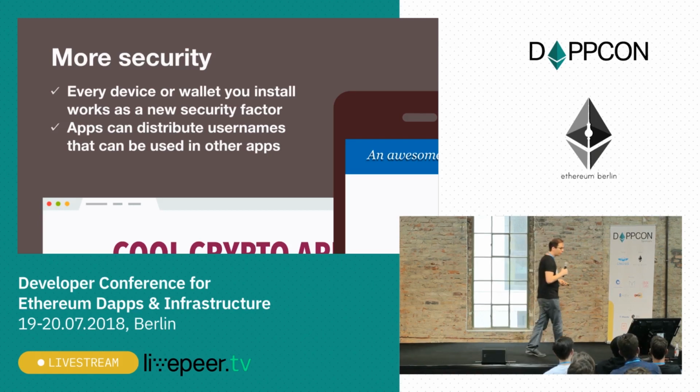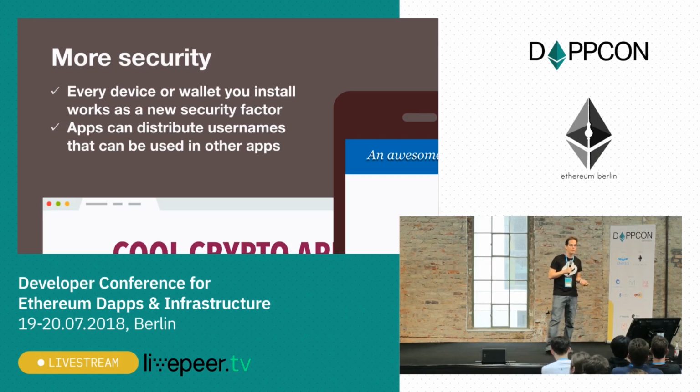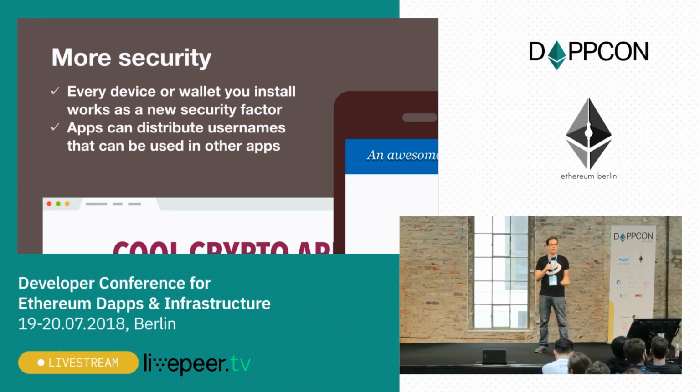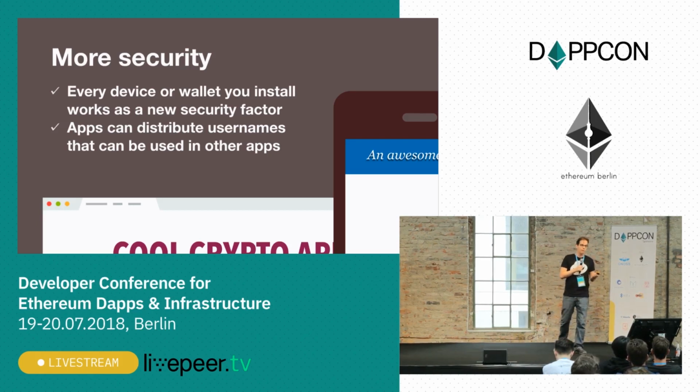And apps can distribute usernames that can be used in other apps. I've used one ENS name there, but every app could have its own ENS and give it away to people. So it could be literally like some people are Hotmail users, some people are Gmail users, and things like that. It works sort of like an email system where anyone can provide you an email.